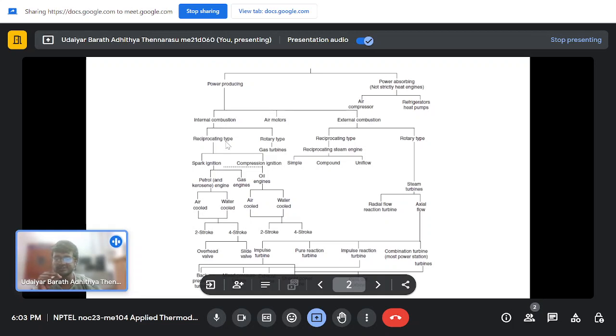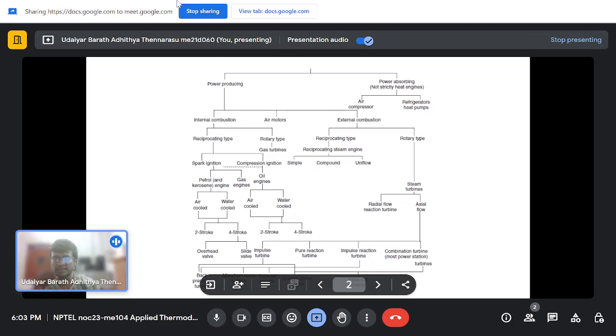The reciprocating type can be of two types: one is spark ignition and the other is compression ignition. In a general sense, it is a petrol engine and a diesel engine. A petrol engine uses the spark ignition phenomenon, and a diesel engine uses the compression ignition phenomenon. The way the fuel and air mixture is ignited differentiates the two.